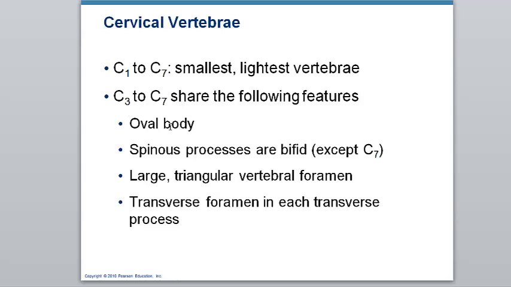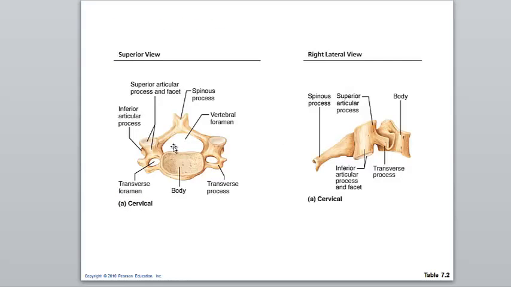How do they look? If you look at the C3 to C7 vertebrae, first off, you're going to see there is a triangular shaped foramen. So the vertebral foramen that I showed you before in the general view is now not round, but triangular shaped. The transverse process is not very prominent, and it also has a foramen inside. It's called the transverse foramen. Transverse foramen is found in all your cervical vertebrae.